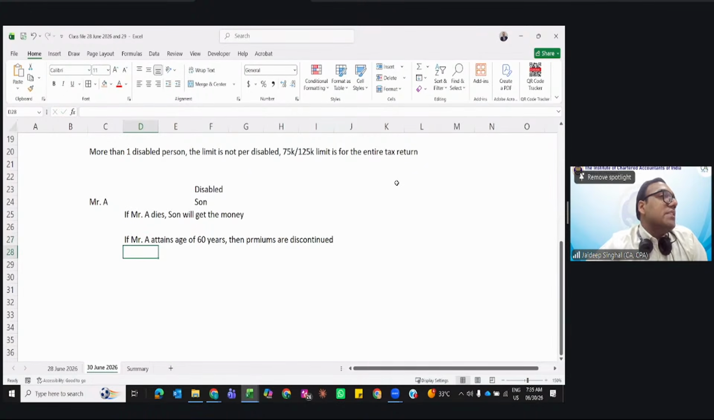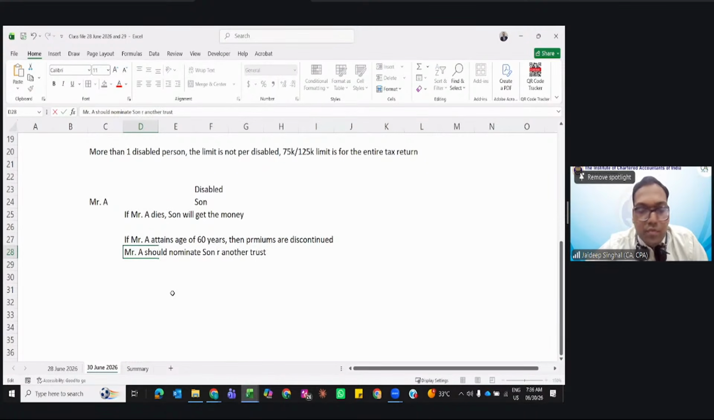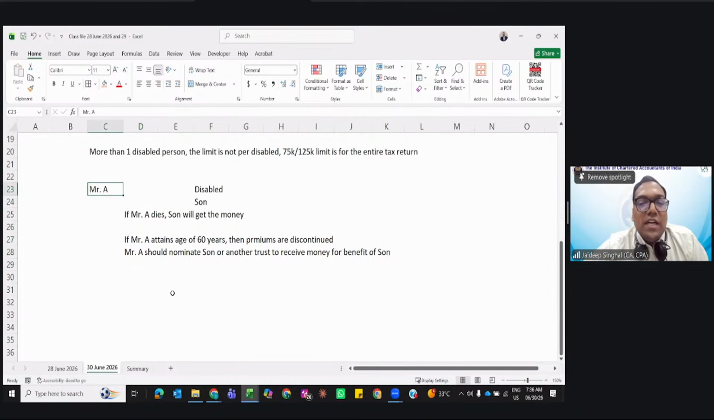And Mr. A should nominate, because he is old, he is 60 years or more, right? Now Mr. A should nominate either the dependent disabled itself, here in this case the son, or another trust, to receive money for the benefit of the son. This is the requirement. Because you have taken a policy for the dependent, the money should be used for the benefit of the dependent. Clear? This is the meaning of that requirement.